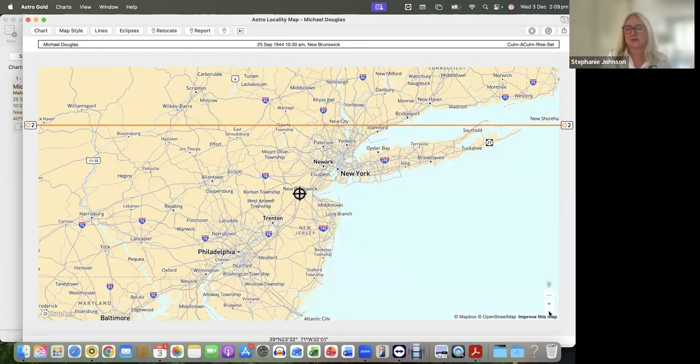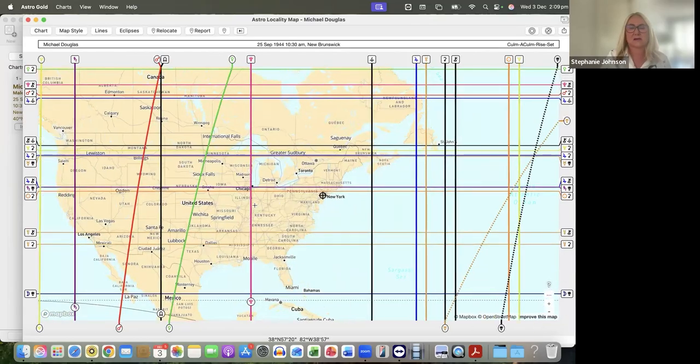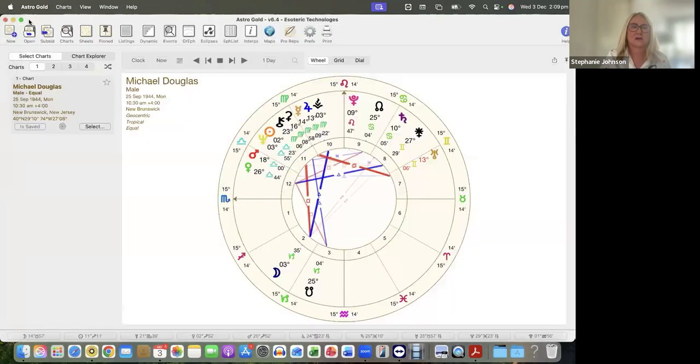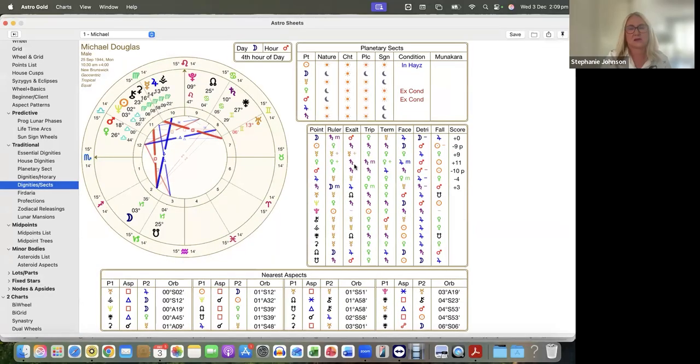But I'm just going to zoom out again and show you, because I'm following the sun. So I'm moving this map around and we're going into great detail. But let's just come back here because I want to show you just a little added bonus. I want to take you to the sheets and the dignities and sects. So I'm taking you to the sheets and this particular one that shows us the essential dignities.